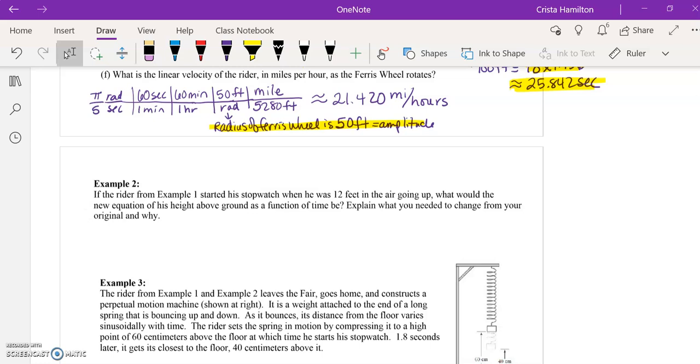All right, the next thing we want to do is look at the next example. Let's see if you can work with your phase shift. We want to start his stopwatch when he was 12 feet in the air going up. Think about what you think that would change in terms of his height above the ground. So pause the video and think about that, and we'll come back.